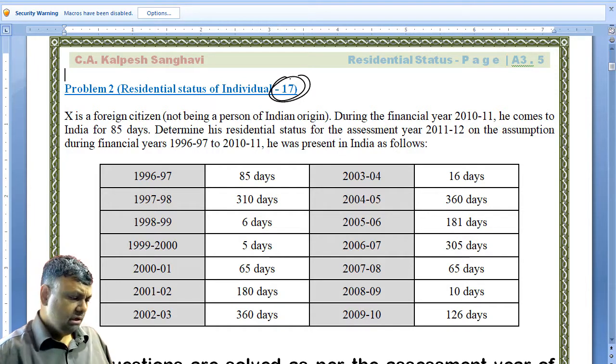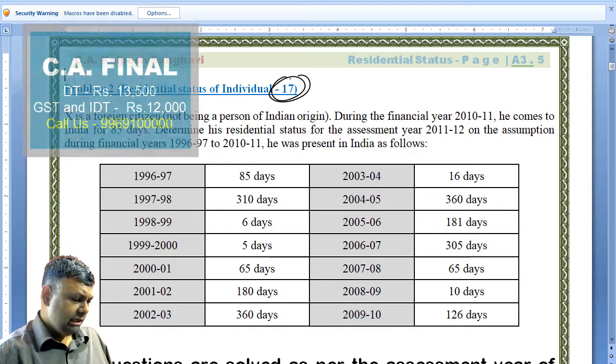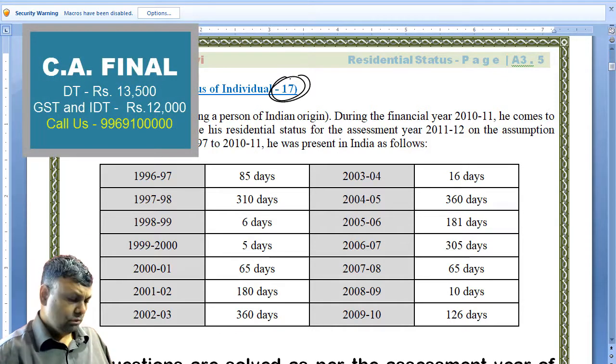Then for the respective years 96-97, 97-98, 98-99, 99-2000, 2000-2001, 2001-02, 2002-03, 2003-04, 2004-05, 2005-06, 2006-07, 2007-08, 2008-09, 2009-10, the number of days of stay is 85, 310, 6 days, 5 days, 65 days, 180 days, 360 days, 16 days, 360 days, 181 days, 305 days, 65 days, 10 days, and 126 days. That's all. Friends, please go through the question.